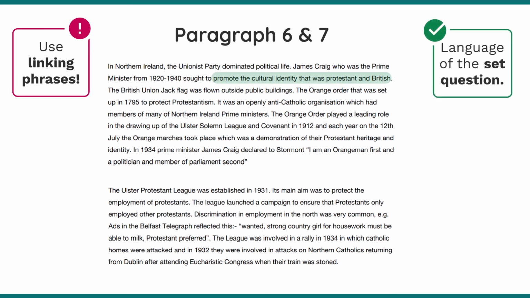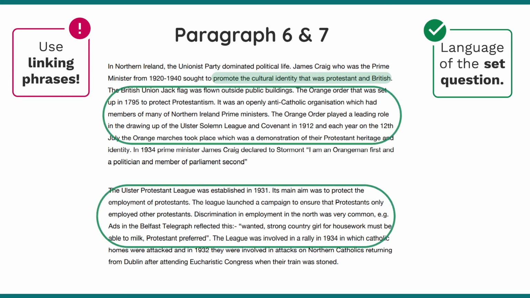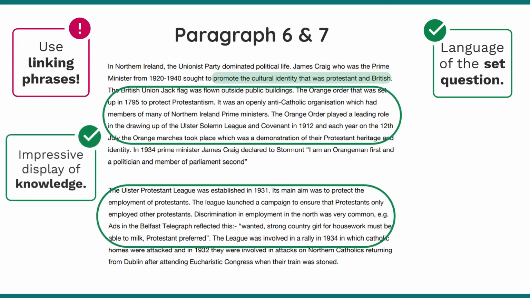Okay, we're moving on to James Craig, who promoted the cultural identity as being Protestant and British. And now I'm going to set about proving that. And I'm going to give lots of really impressive knowledge on the cultural identity as it was promoted in the North. The flag and the Orange Order and the Ulster Protestant League, all of those things are excellent examples of how the cultural identity was being promoted.